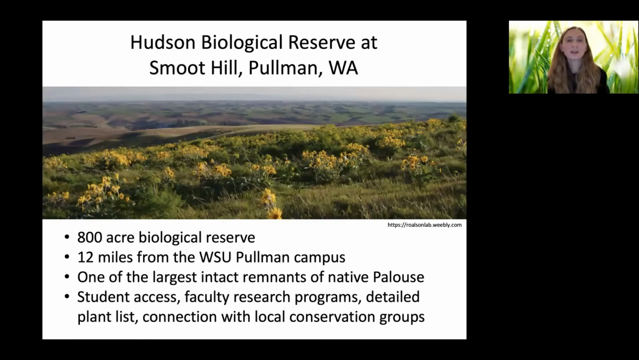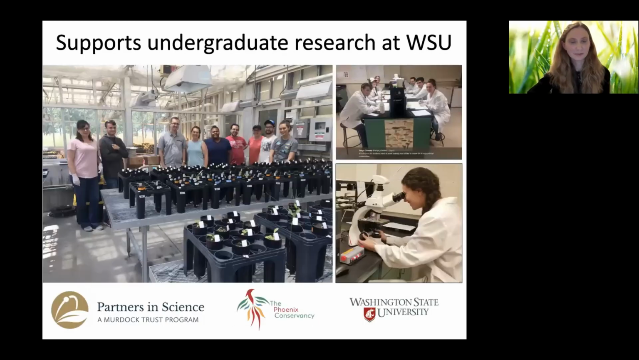The work we've been doing is out at Smoot Hill in Pullman, Washington. There is a biological reserve that's owned by WSU. It's about 800 acres, and it's near the WSU Pullman campus. And it's one of the largest intact remnants of native Palouse Prairie in the area. And it's been a great resource because students have access to it. There are several faculty research projects out there. There's a detailed plant list, and we have connections with local conservation groups. So it's been a really great resource for my students and I to use.